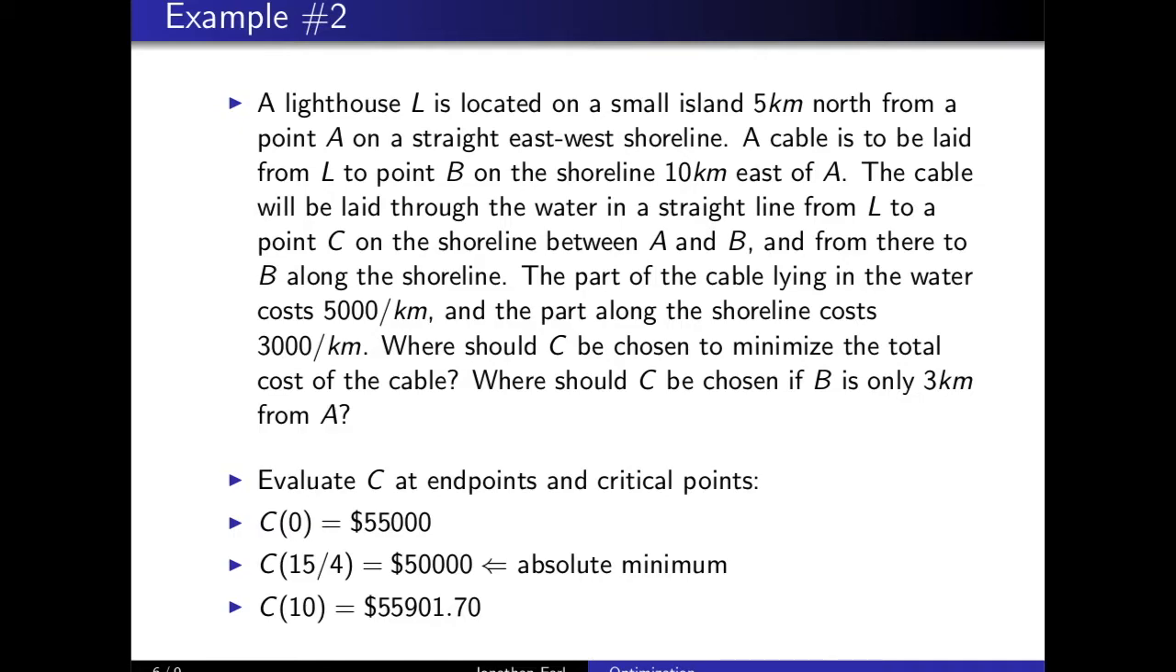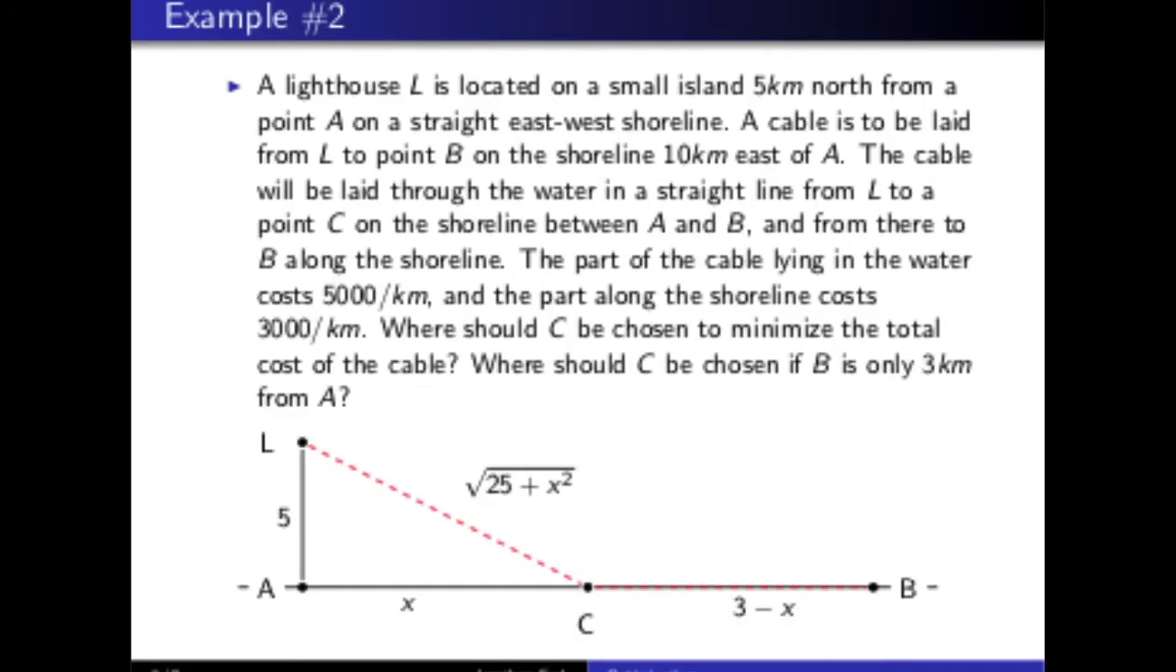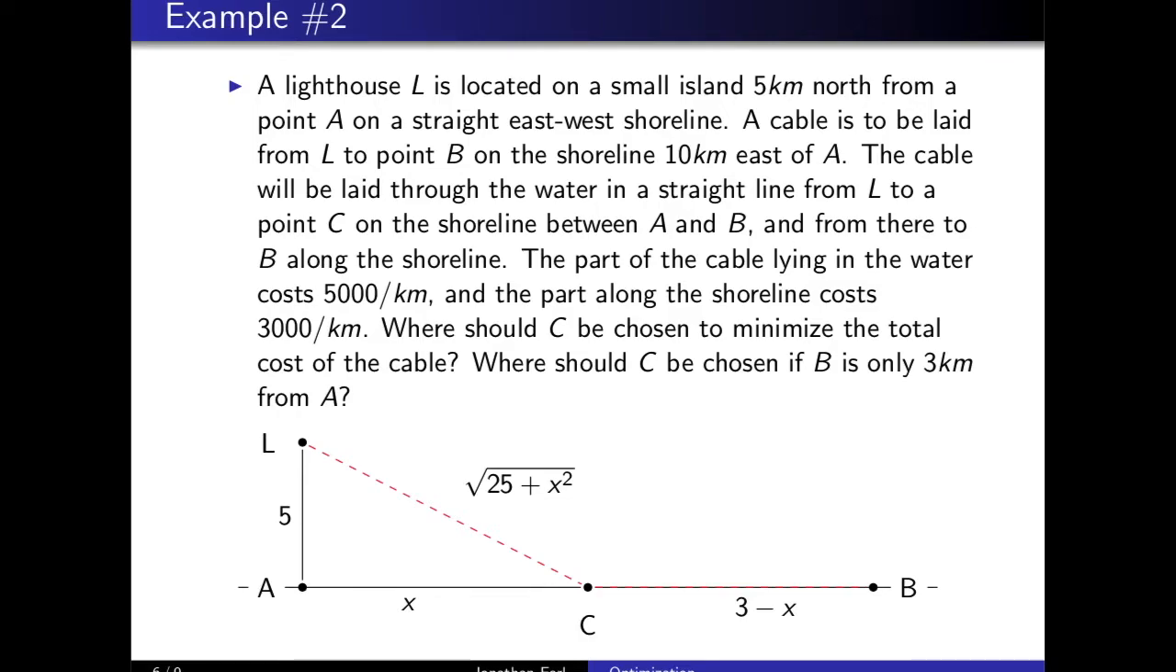If we took the cable all the way through the water from the lighthouse straight to the point B, that would cost just under $56,000. But if we go 3 kilometers to the east of A and then 7 kilometers along the shoreline, that'll cost an even $50,000. So that's going to be where our minimum is, and that's going to be the point that we're going to want to take here. I guess the other thing, because we're finding an absolute minimum here, we don't actually need to worry about the second derivative because we found our absolute minimum already.